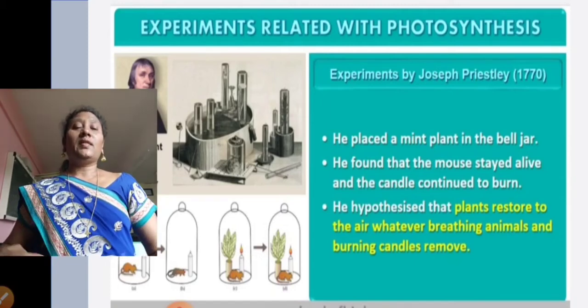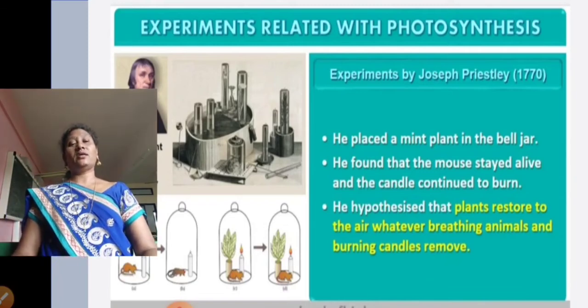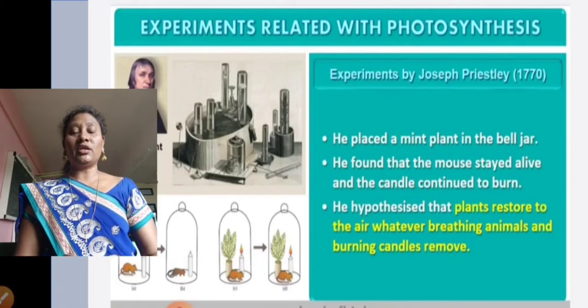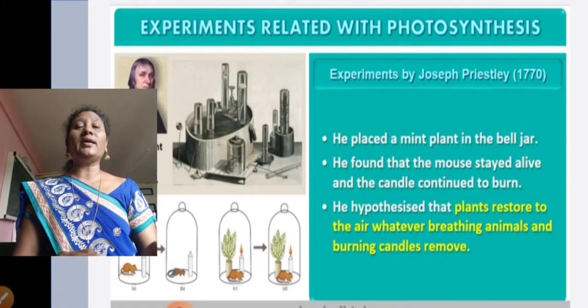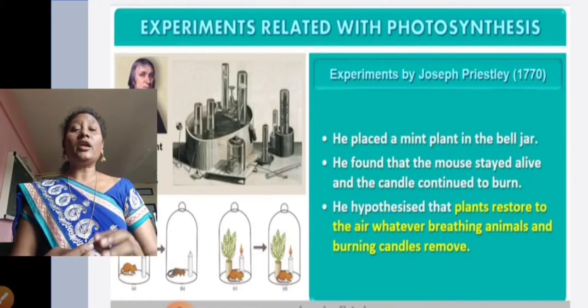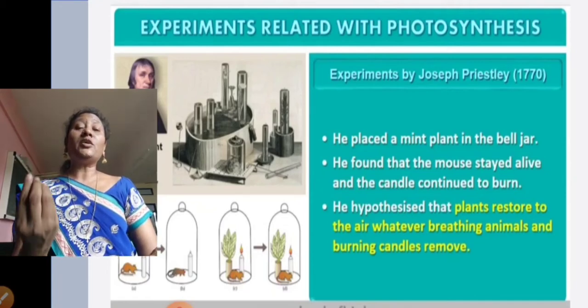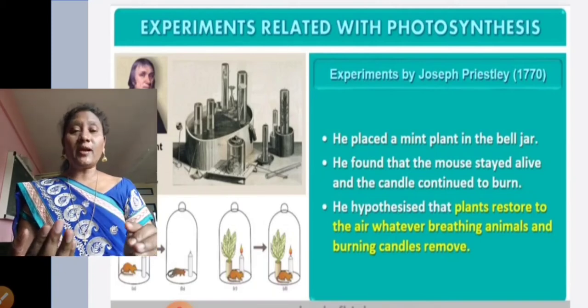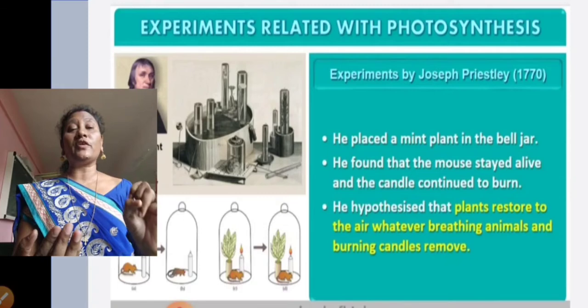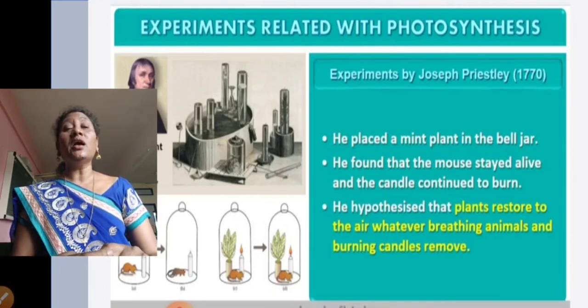See children, he took a bell jar and kept a candle and a rat. When the candle and rat were present alone in the bell jar, they died. But later he inserted the mint plant. When he inserted the mint plant, the carbon dioxide released by the rat helps maintain the process of photosynthesis for the plant, and the oxygen liberated by the plant helps the survival of the rat as well as the burning of the candle. So it proves that during photosynthesis, plants release oxygen.